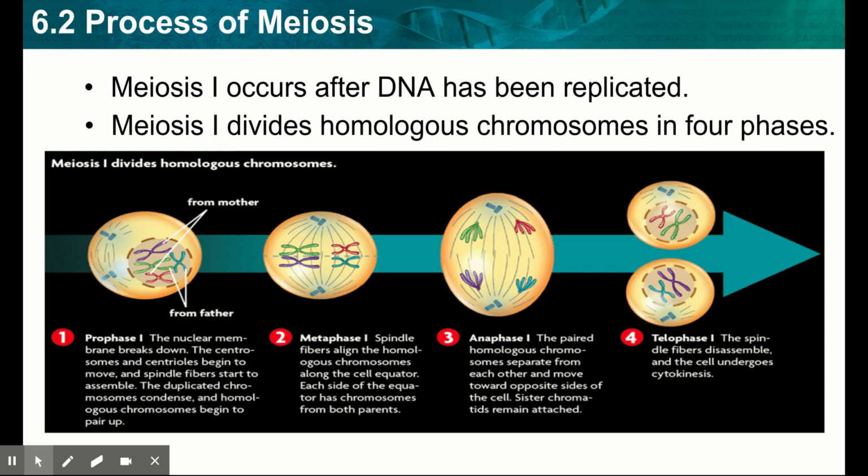So this is what I just talked about. Meiosis 1: prophase 1, metaphase 1, anaphase 1, telophase 1. Take a moment to copy those things down and notice what's happening. Remember, I said homologous chromosomes are lining up in the middle, and now they are separating away from each other in anaphase 1.